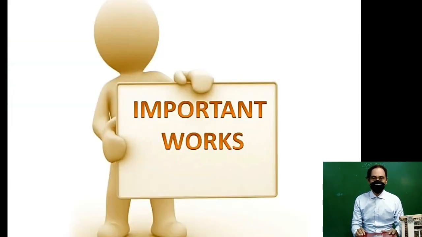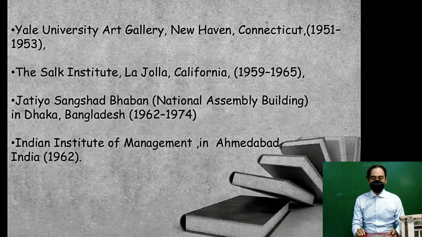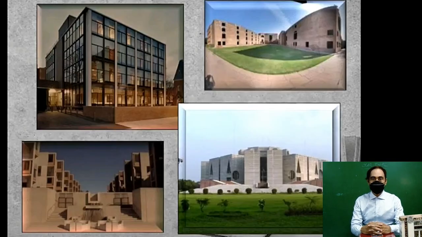Important works of Louis Kahn. The Yale University Art Gallery, New Haven, Connecticut, 1951-1953. The Salk Institute, La Jolla, California, 1959-1965. The Jatiya Sangsad Bhaban, National Assembly Building in Dhaka, Bangladesh, 1962-1974. The Indian Institute of Management in Ahmedabad, India, 1962. These are his famous works.